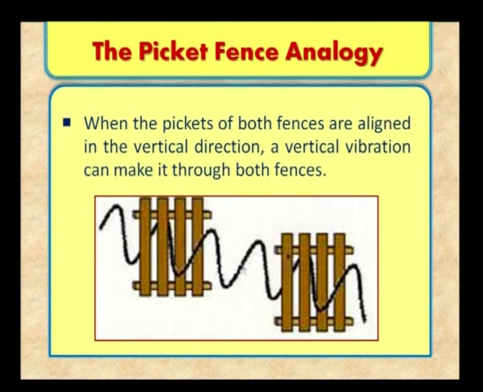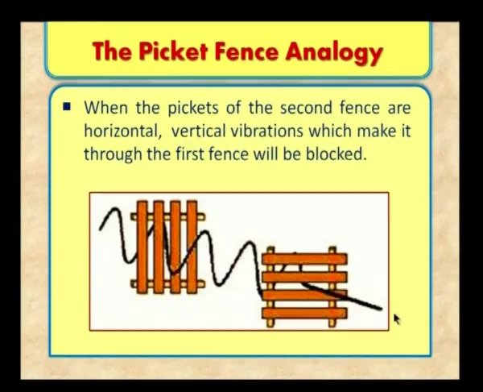Supposing this is kept perpendicular, what will happen? Suppose you make it rotated through 90 degrees, then what will happen to the vibrations? You should imagine what will happen to vibrations. They will be cut off, right? As I show you in the next diagram, they will be cut off. That is a crossed position. The pickets of the second fence are horizontal, so the vertical vibrations which make it through the first fence will be blocked. That is the analogy: all vibrations are removed except one vibration.